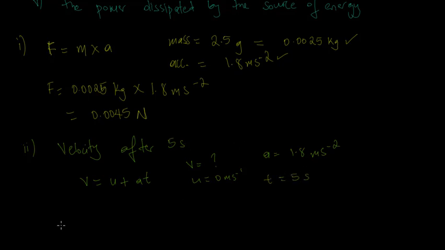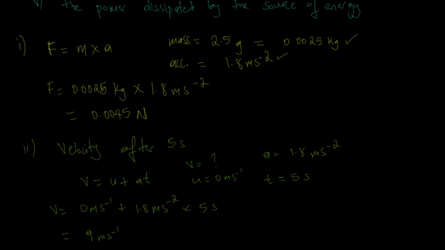So we can use these values in our formula. Let's write v is equal to u, which is 0 meters per second, plus acceleration, 1.8 meters per second squared, multiplied by our time of 5 seconds. If we were to plug this into our calculator, 0 plus 1.8 times 5, the first part will be 0, so we'll be left with 1.8 times 5, and that gives us a velocity of 9 meters per second.